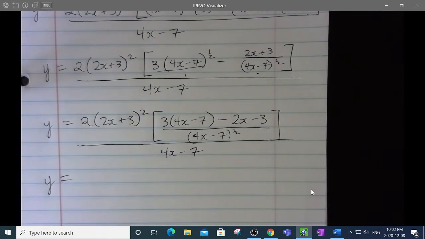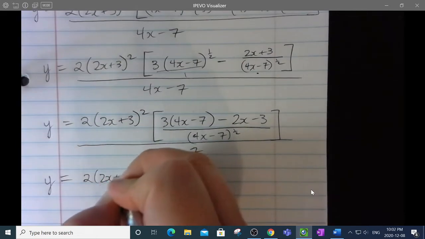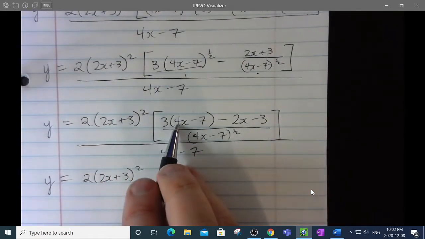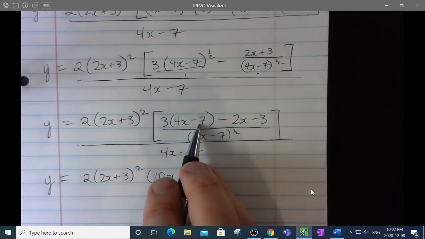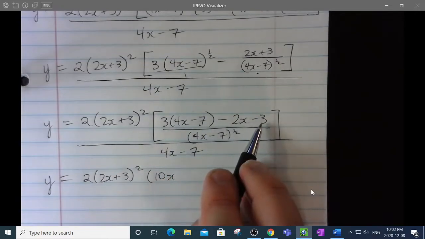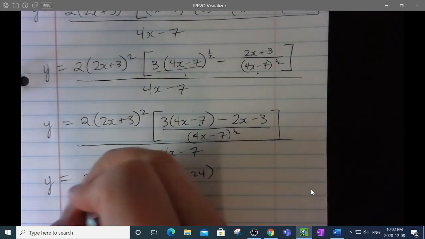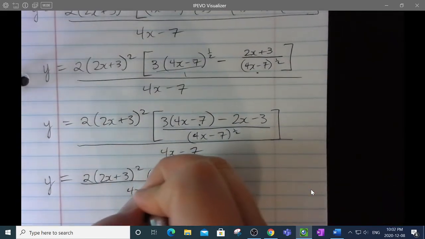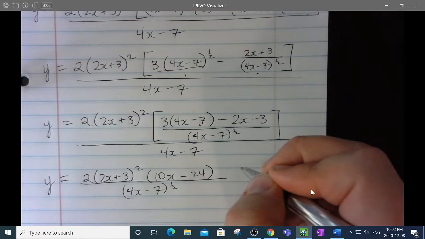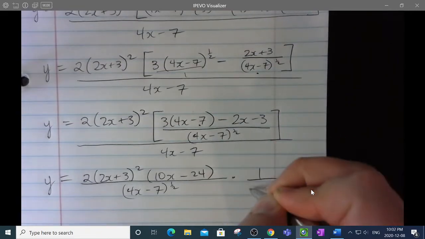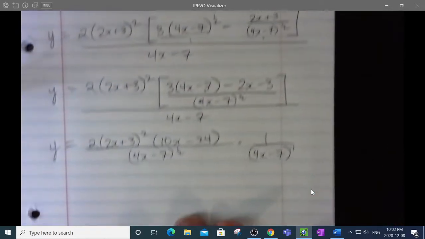Okay, so from here, I am now going to do some simplification up there. So that's 12x minus 2x, so 10x. Negative 21 minus 3 is negative 24. All over (4x minus 7) to the 1/2. And instead of dividing by this 4x minus 7, I'm going to times by the reciprocal of 4x minus 7. And that's where you got that 3/2 from, because you added 1/2 and 1. Oh, okay, I see that now.